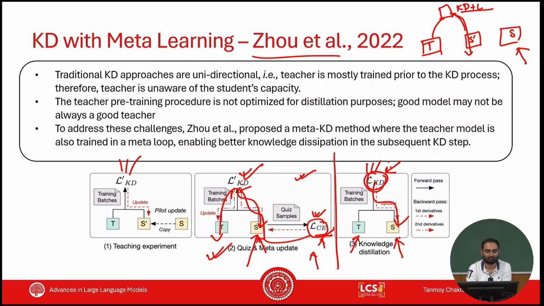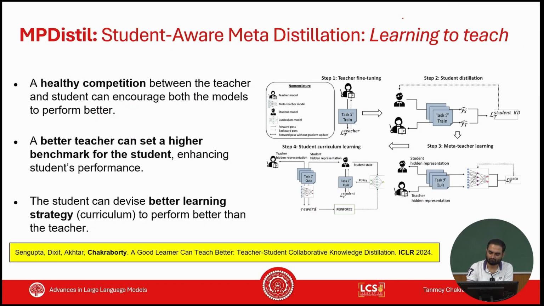Is that clear? So this is called student aware distillation. Now this was proposed in 2022. In our lab last year, we showed that this is not enough. Student aware distillation is not enough because it only gives you the flexibility that the teacher gets refined based on the output of the student. But there are some other aspects also. What are the other aspects?